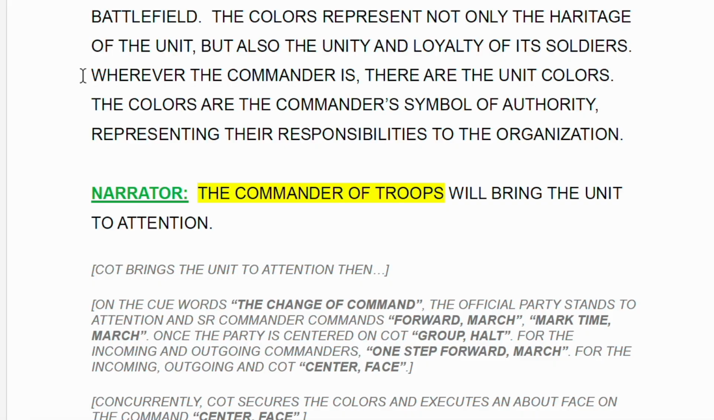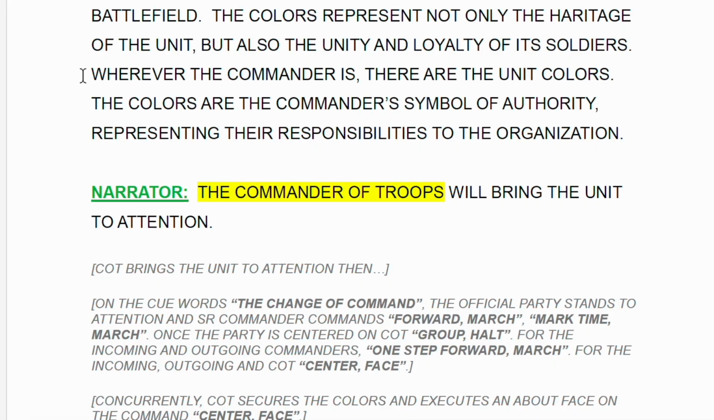This is really important because this sets the tone for the symbolism of what's about to happen. Just like every part of the script, treat this block as its own independent thing in the script. Don't think of what came before and don't think about what comes next. As the narrator, your goal here is to hyper-emphasize the symbolism of that guidon they're about to pass and the authority of that person about to take command. The commander of troops will now bring the unit to attention.